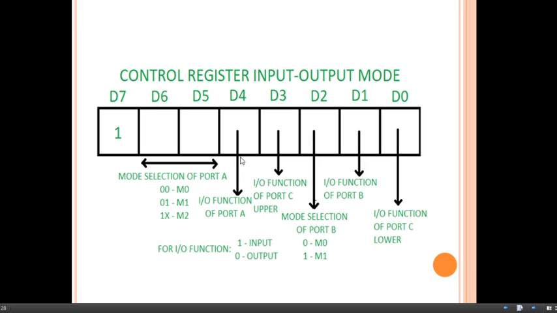Next is the D4 bit. This D4 bit is the input output function of port A, or we can say for group A. If this D4 bit is equal to 1, it indicates that port A is acting as input, and if it is 0, port A is acting as output.